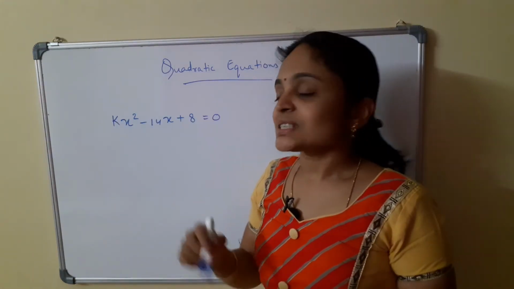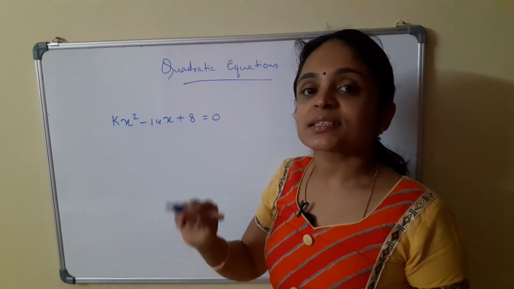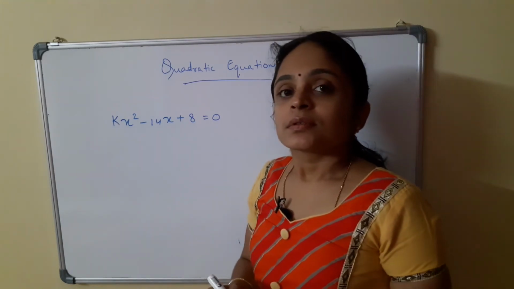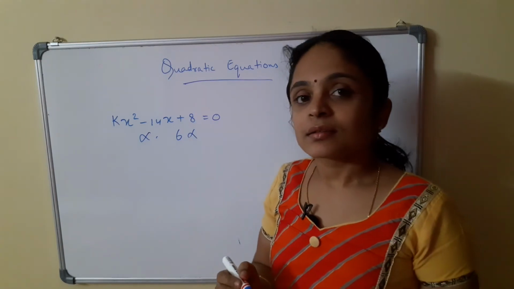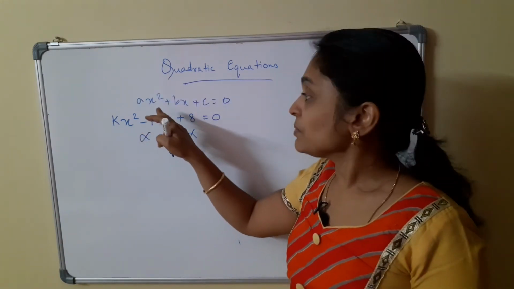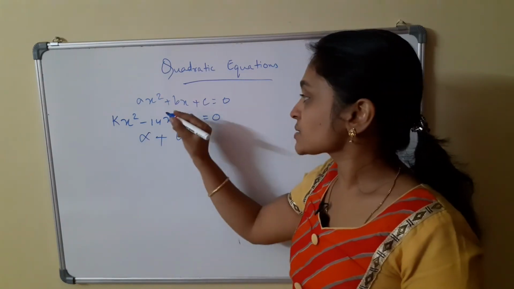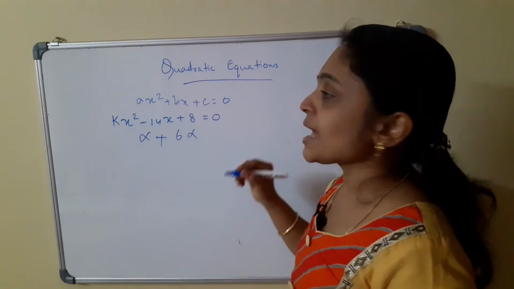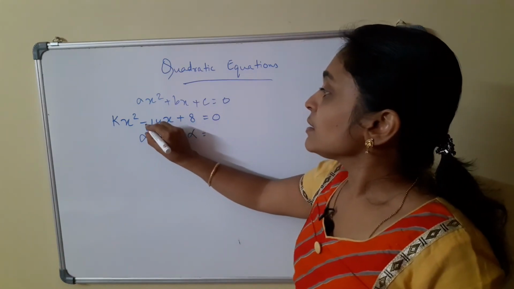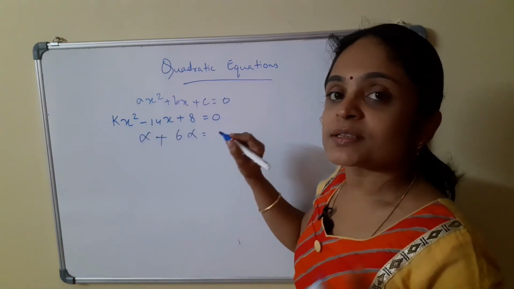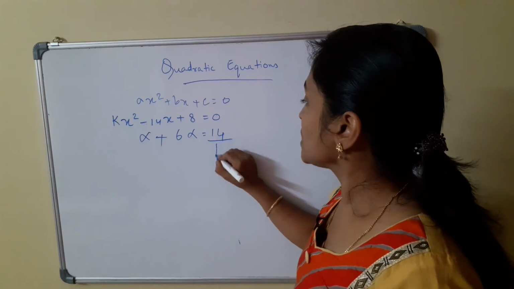Okay. Next question is, in this equation, find the value of k if one root is 6 times the other. So, if one root is alpha, the other root is 6 alpha. Is it so? This equation is of the form ax square plus bx plus c equal to 0. And sum of the roots of a quadratic equation is minus b by a. Here b is minus 14. So, minus of minus 14 is 14. And a is k. So, 14 by k.